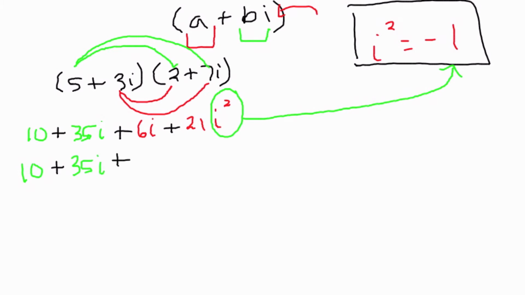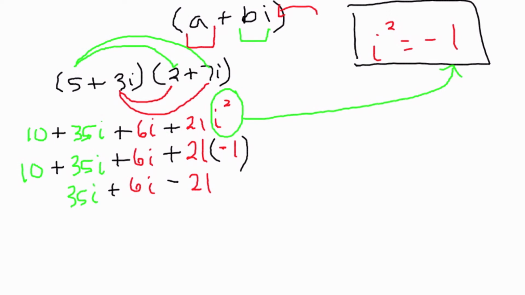10 plus 35i plus 6i plus 21 times, what's the value of i squared? Negative 1, so we're going to multiply this 21 by negative 1. What's 21 times negative 1? We know that's going to be negative 21. Now I'm just going to go ahead and bring down all my other terms.